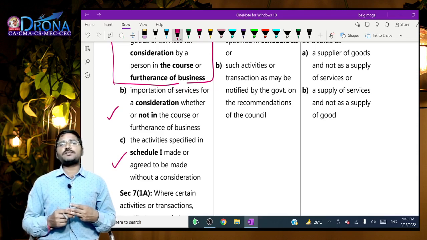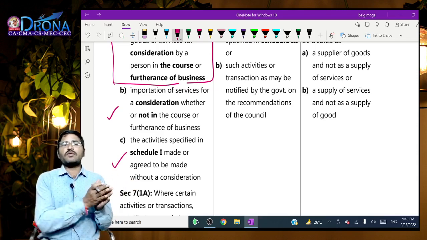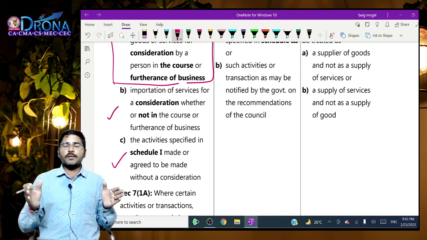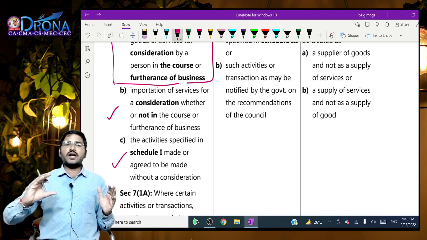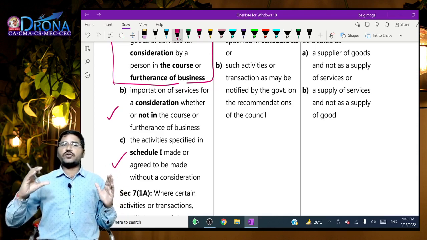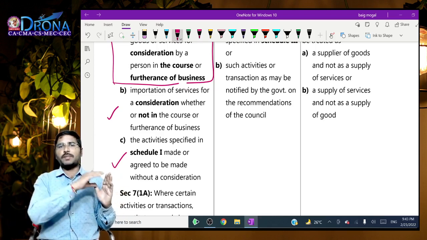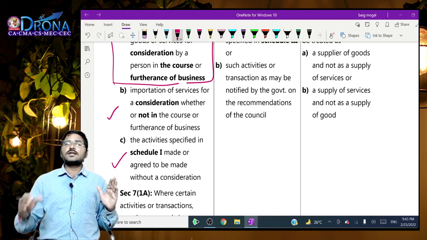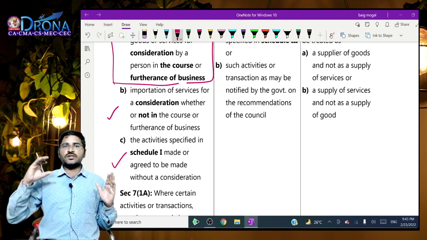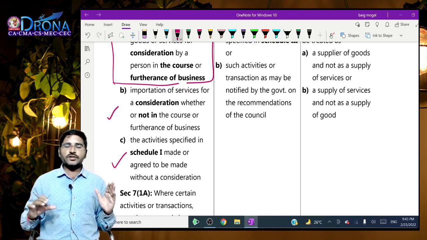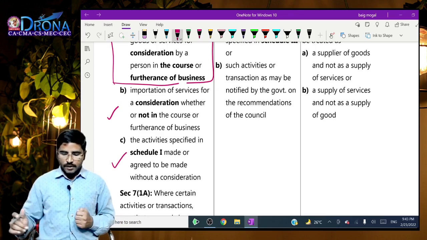And the third one, principal to an agent, where goods are supplied from principal to an agent, even without consideration, it will become a supply, provided we have to ensure whether the agent is issuing the invoice in his own name or in the name of the principal. But where the agent issues the invoice in the name of the principal, there we should not say that it is a supply. Reason, he is just acting as an agent. But where the agent issues the invoice in his own name, in such a situation, the transaction between the principal and agent without consideration will become a supply.